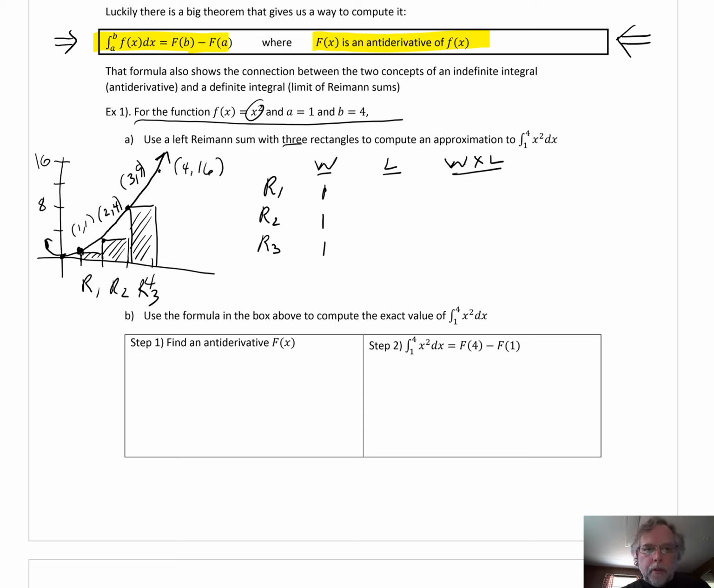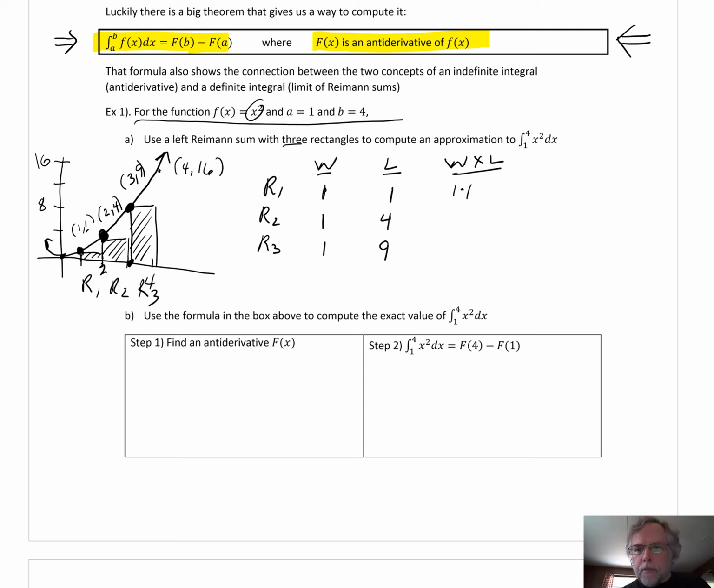And the length is the height, so there we have to think a little bit. R1 has the point (1, 1), so the y value there is 1. So this is a height of 1. For R2, this here is the x value 2, so the y value of this point is 4, so that's here. R3 uses this point right here, and on the graph it's this point right here, x value of 3, and the y value is 9, so the value 9 is the height of the rectangle, or the length of the rectangle.